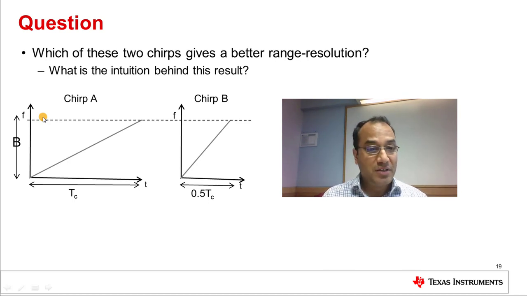So if you think about it, both of these chirps have the same bandwidth B. So from the formula that we just derived, C by 2B, both of them should have the same range resolution. But then chirp A has a longer duration and hence a longer observation window of the IF signal. So intuitively, if you take into consideration the properties of Fourier transforms, this chirp A should have a better resolution than chirp B. How do we resolve this contradiction? Something for you to think about.